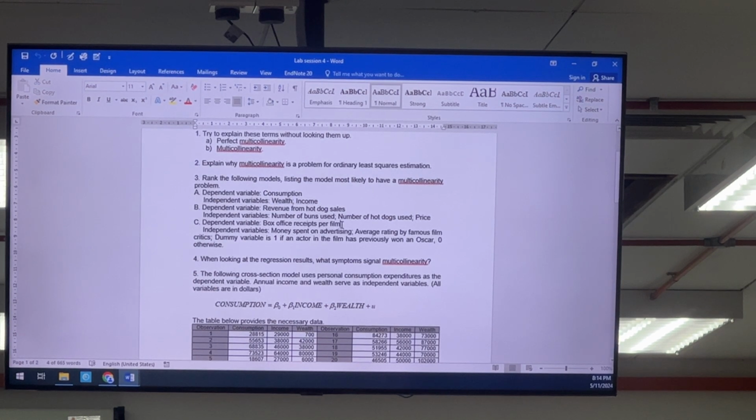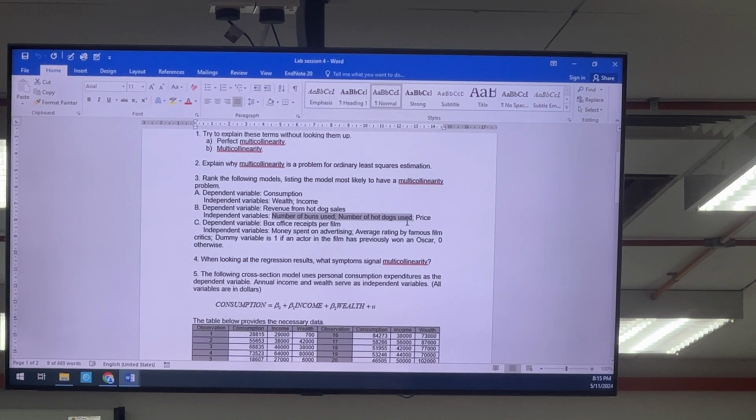Number 2, the next model: dependent variable revenue from product sales. The independent variables are number of buns used, number of products used, and price. So x1 is number of buns used, x2 number of products used, x3 price. Normally the number of buns used and the number of products used are exactly the same. For one burger or hot dog, we use 1 bun and inside we have 1 hot dog. So x1 is exactly equal to x2, so we have perfect collinearity for this case.